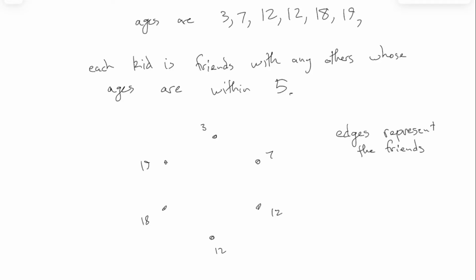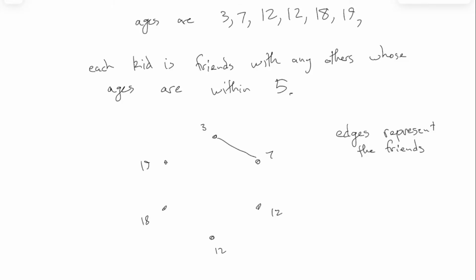The edges represent the friends. So the 3-year-old. Where should the edges from the 3 go? According to the scenario that I described, who is the 3-year-old friends with? Somebody can shout it out. The 7-year-old, yeah. Any others whose ages are within 5. So the 7 is within 5 of 3, but nobody else. So the 3 has an edge going to the 7. That's their only friend, because everyone else is way too old.